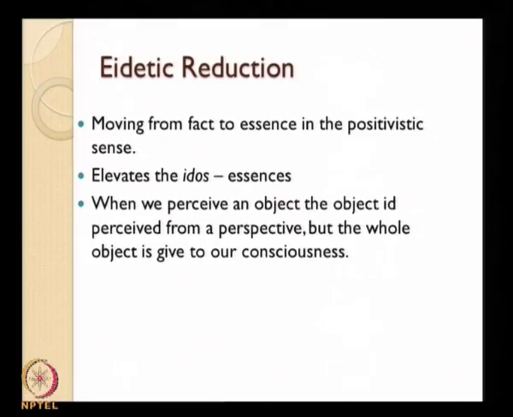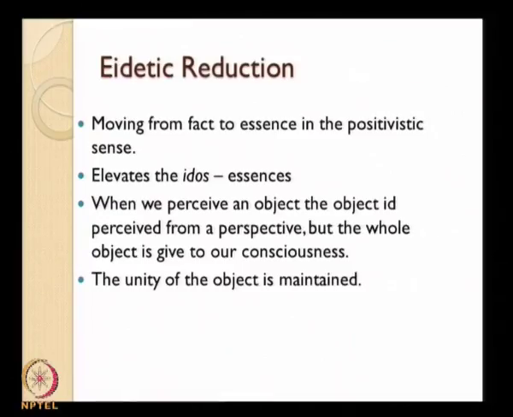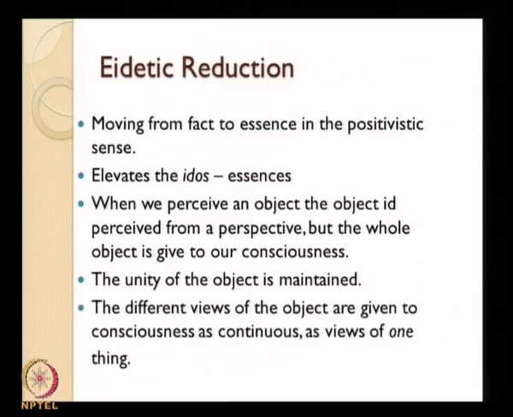When we perceive an object, the object is perceived from a perspective, but the whole object is given to our consciousness. I have already explained this with the help of this water bottle. When I perceive it from a perspective, the whole water bottle, the whole object, is given to my consciousness, and now eidetic reduction would try to see that, capture it. The unity of the object is maintained, the different views of the object are given to consciousness as continuous views of one thing. So I can actually go around this water bottle or this computer and try to see what it is.